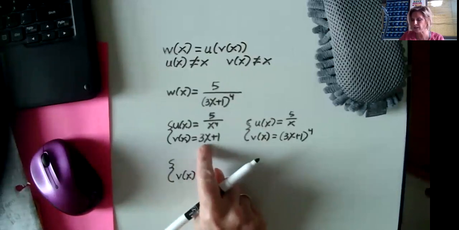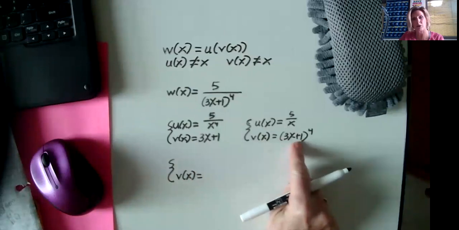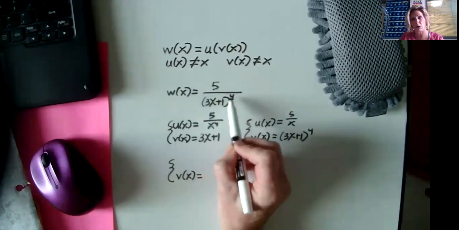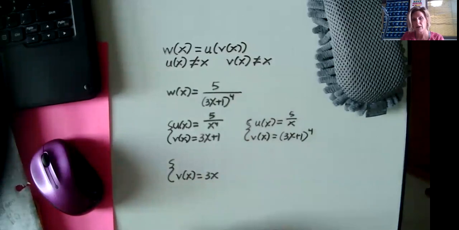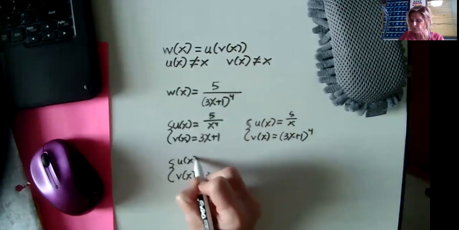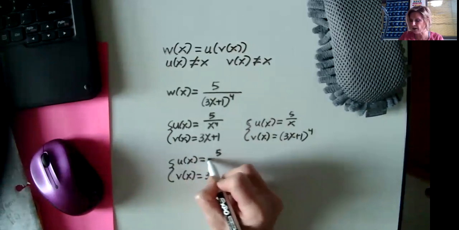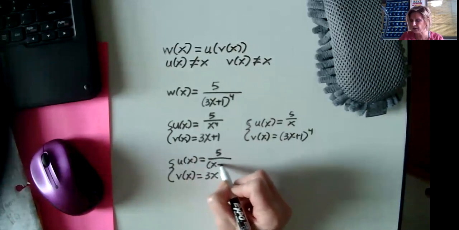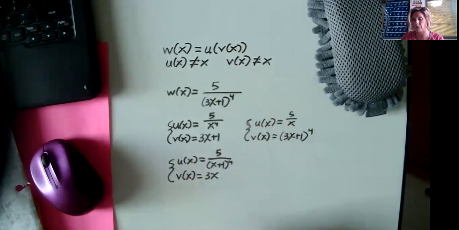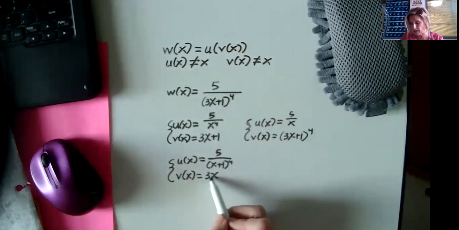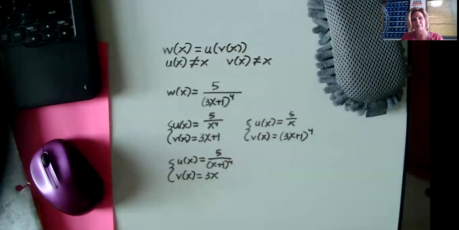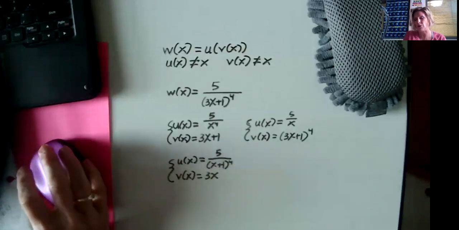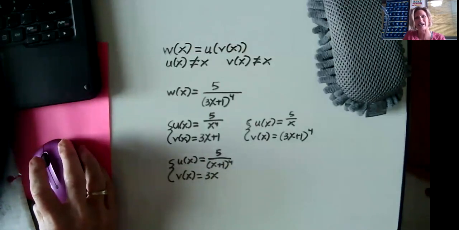So I went from 3x plus 1 and I made it bigger, 3x plus 1 to the 4th. Could I go smaller? Well, I would say, yeah, you could let V of X equal 3x. Well, then U of X would be 5 over X plus 1 to the 4th. So again, if you pop this 3x right here in place of that X, that does give you the original function, okay? So this is more fun when we're all together and you all can throw out ideas, but this is the basic idea.